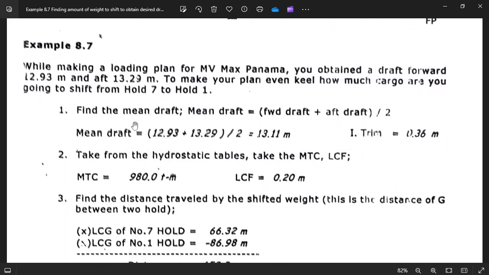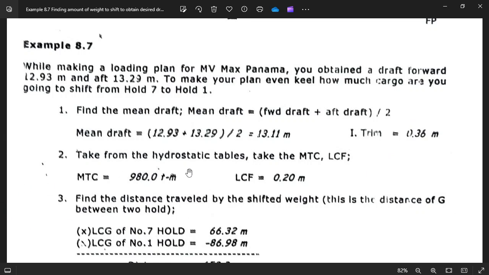So again, find the mean draft, meaning your forward draft of 12.93 plus your aft draft of 13.29. You add this and divide it by 2, then you will have a mean draft of 13.11. Your trim will be 0.36, which is trimmed by the stern. When it is positive, it is trimmed by the stern. So your aft draft of 13.29 minus your forward draft of 12.93, and your trim will be 0.36 meters, trimmed by the stern.